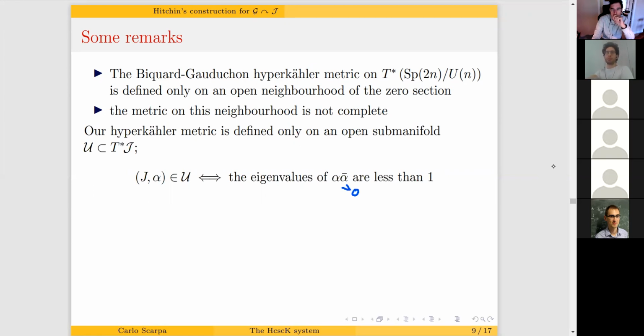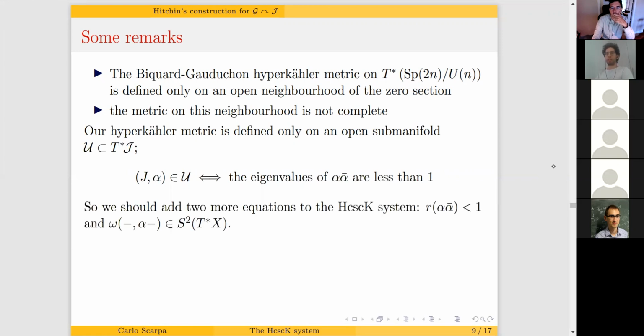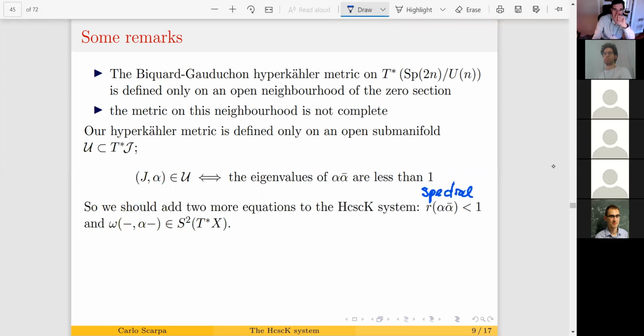So this means that, first of all, in the Hitchin-cscK system, we actually have to impose some additional conditions. The first one is that the eigenvalues of alpha alpha bar should be strictly less than 1. So this is just a condition on the spectral radius. And a second condition is compatibility between omega and the deformation of the complex structure.